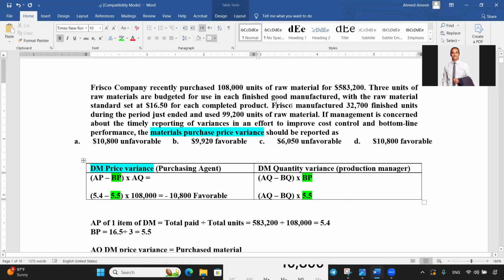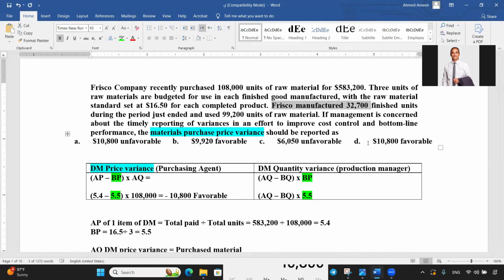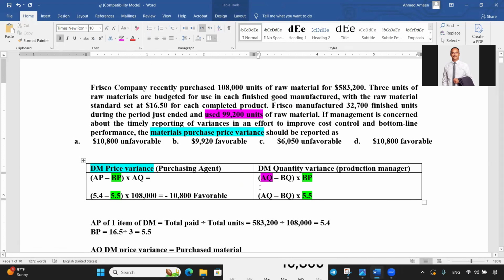Here he tells me Frisco manufactured 32,700 finished units. Finished units is not the actual quantity we need, because it is the actual quantity of outputs. I'm asking you for the actual quantity of direct material used. Actual quantity of direct material used. Finished during the period just ended and used. Here is the direct material actually used. I'll color it with this color. 99,200 is the actual quantity we have used.